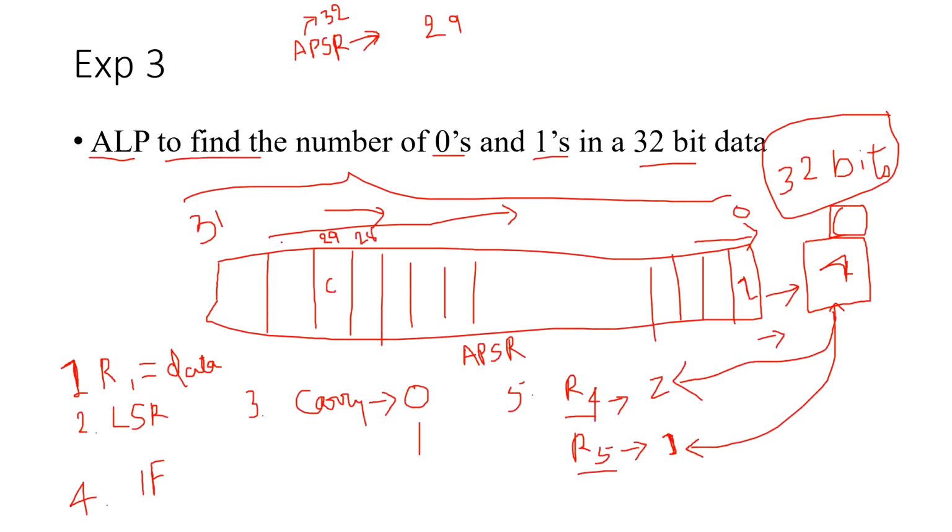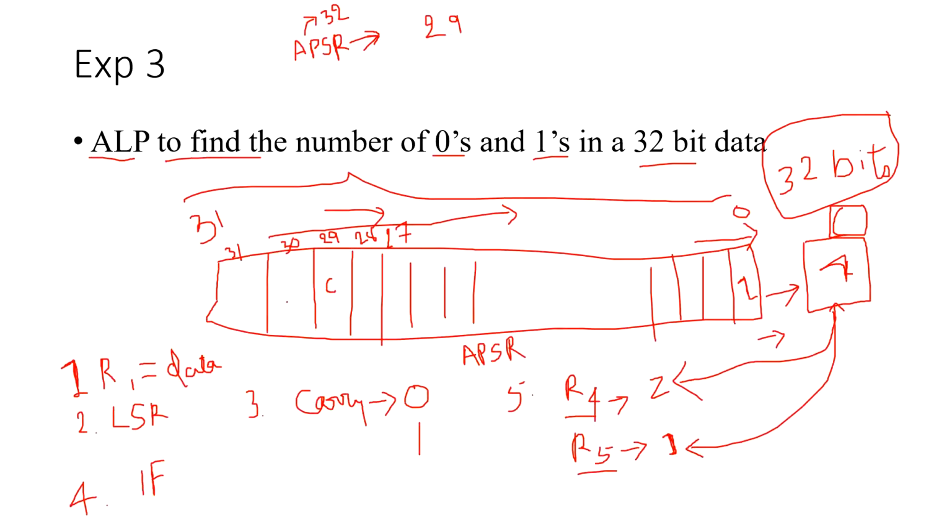28, 29, 30 and then 31. So at the 29th bit you will be having carry, correct? Okay, rest all we are not at all interested. From 0 till 27th bit we are not at all interested, but we are interested in only the 29th bit of the APSR register, which is the carry.